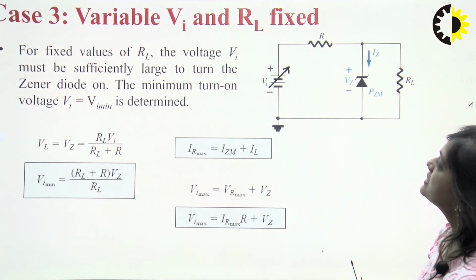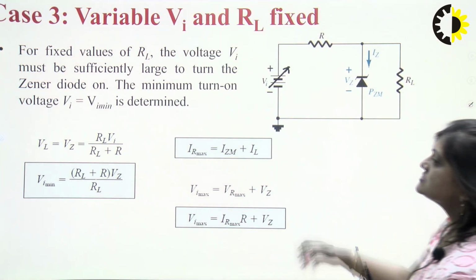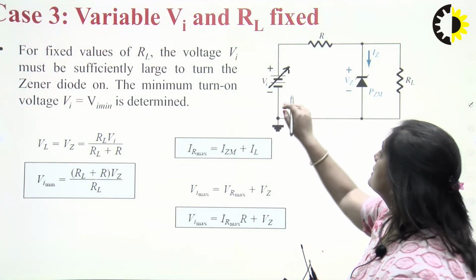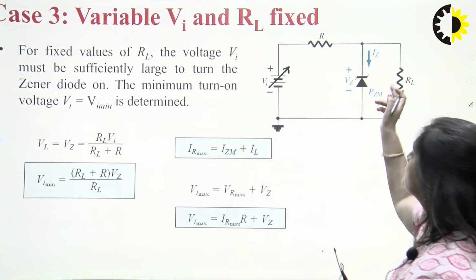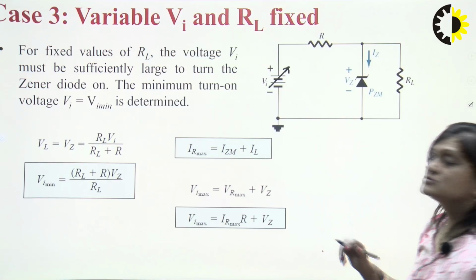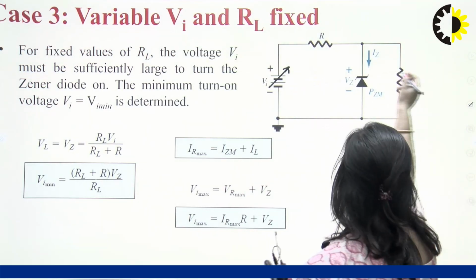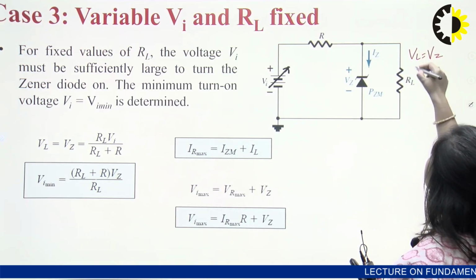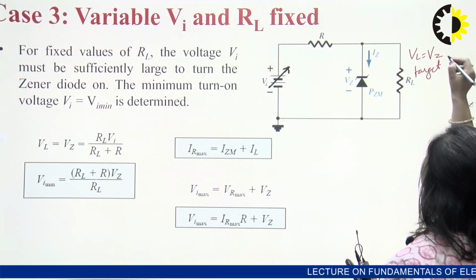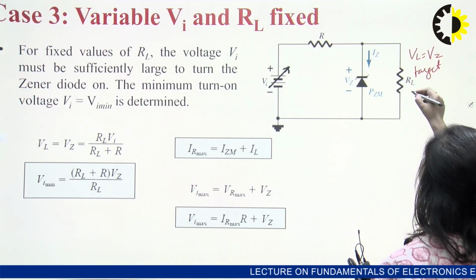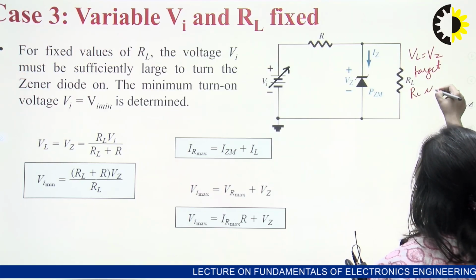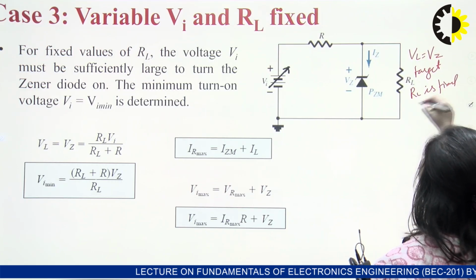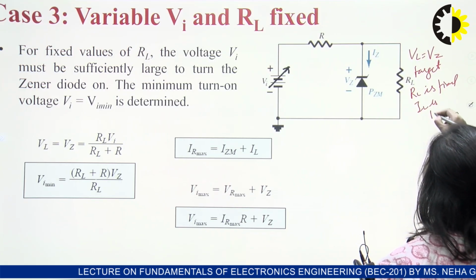Now this is the third case, when the Vi is variable. And now Vi is variable, we have to find the line regulation. So in this case, this is variable and this is fixed. So this VL must be equal to Vz. This is our target. And here RL is fixed, that's why IL is also fixed.